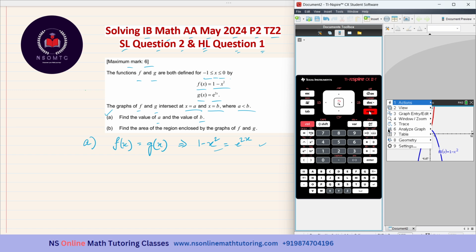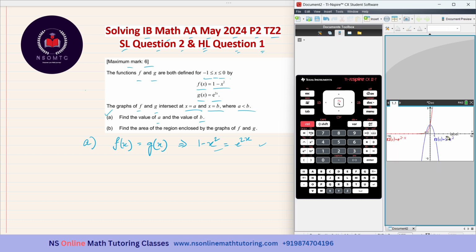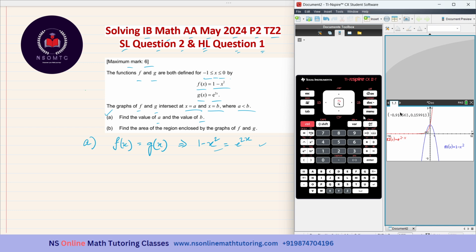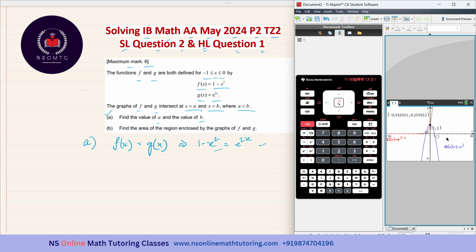Okay. So menu, and then it is number 4 window / zoom, and then number 1 window settings. I come down straight to the y min and y max. It is negative 3 for y min and positive 3 for y max. Okay, fine. And now we will be getting the coordinates of the two intersection points. So menu and then analyze graph number 6, and then intersection number 4. I need the coordinates of the second intersection point. So it is again intersection.